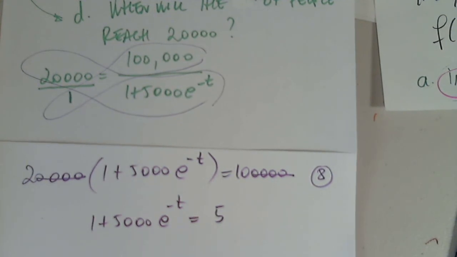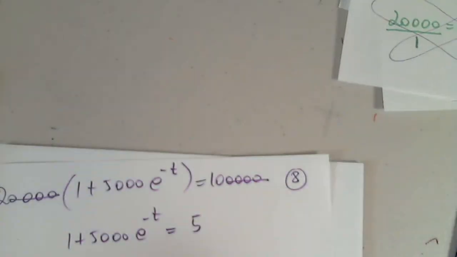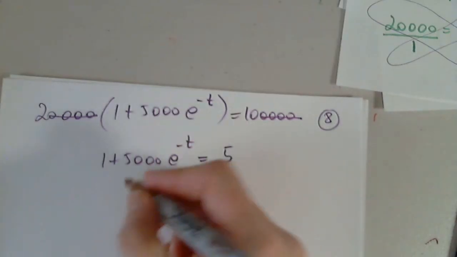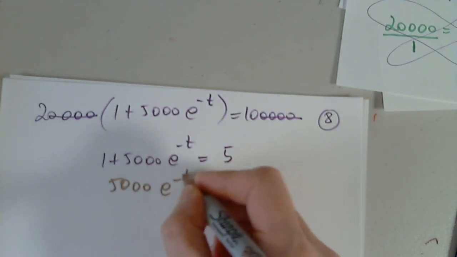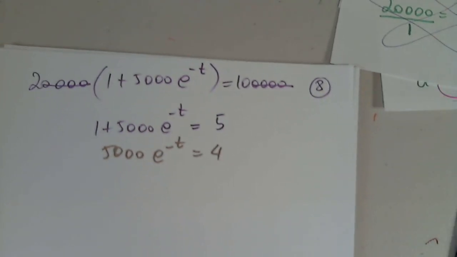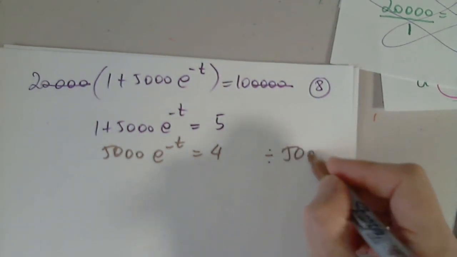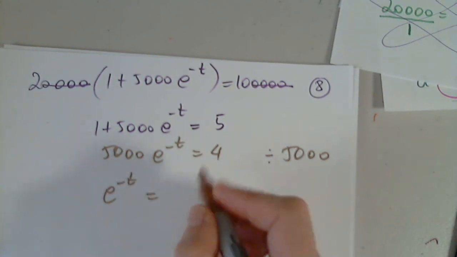What will be our next step? What do you think? Just common sense. What will you do next normally? Subtract 1. Exactly. Thank you very much. So 5,000 e to negative t equals 4. What will you do next? It can still be cleaned up. Dividing both sides by 5,000. Exactly. So then e to negative t is whatever this number is.